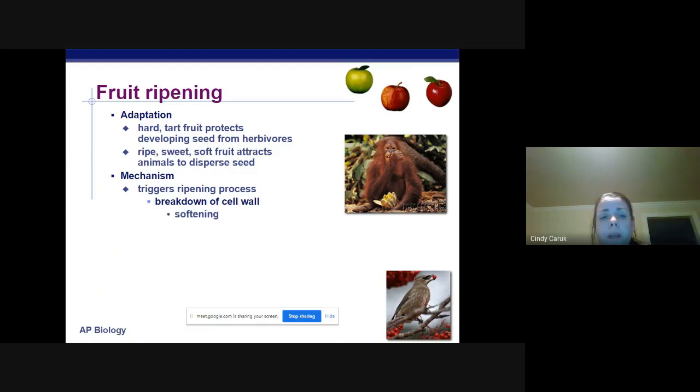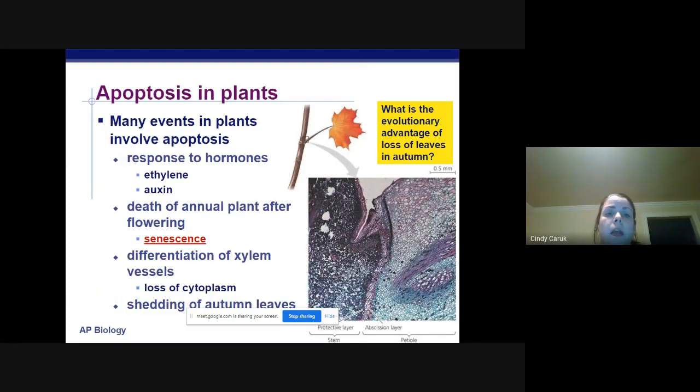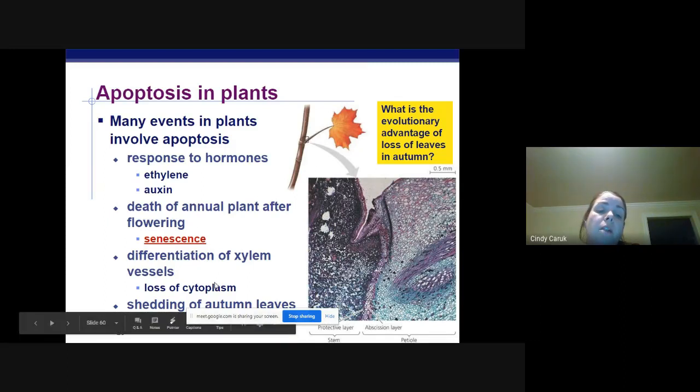All right. So what happens in the ripening process: you break down the cell wall so it softens. You convert the starch to sugar. That makes it sweet. And ethylene is positive feedback. Once you start that production, you will have more fruit ripen. Apoptosis is the response to ethylene and auxin, so death of annual flowers, differentiation of xylem, that loss of cytoplasm, and the shedding of autumn leaves.